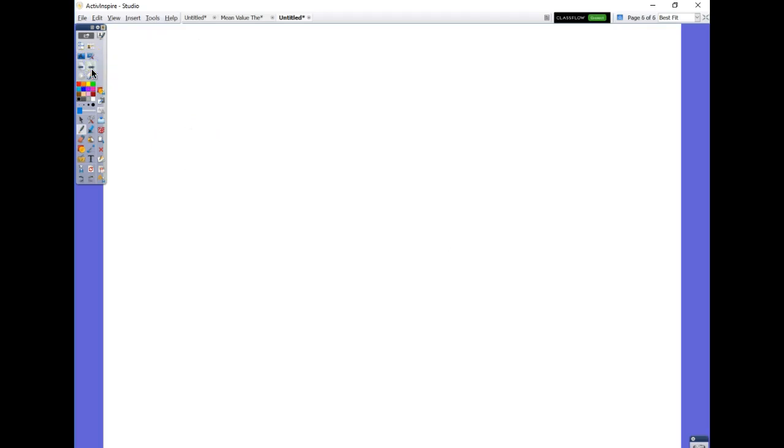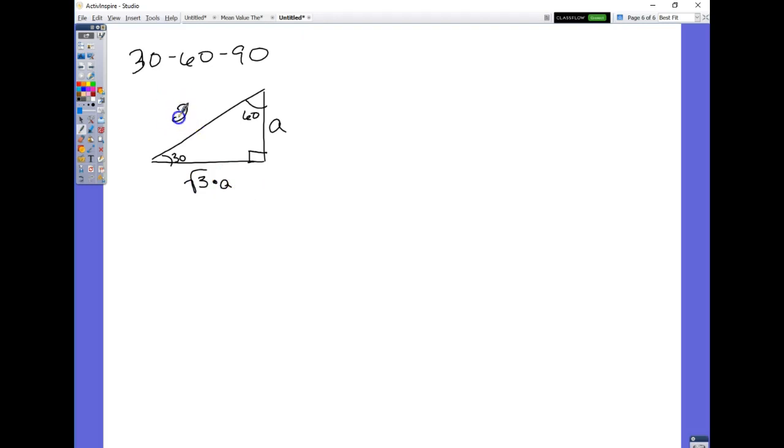And in a 30, 60, 90 triangle, we have a 30 side, a 60 side, and a 90 side. The short side is always going to be called a. The next side is going to be called the square root of 3 times a. It's a little bit longer. The square root of 3 is bigger than 1, but the square root of 3 is also smaller than 2. And we can use that relationship.